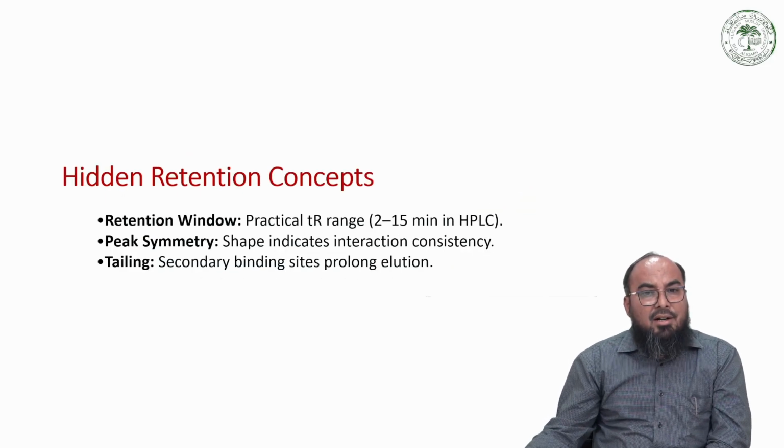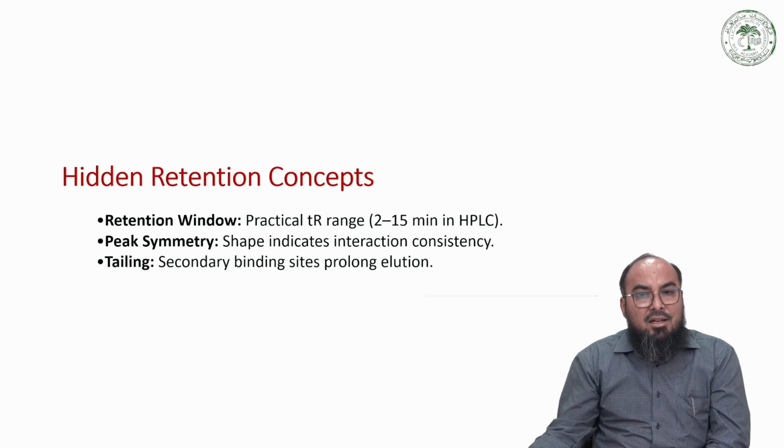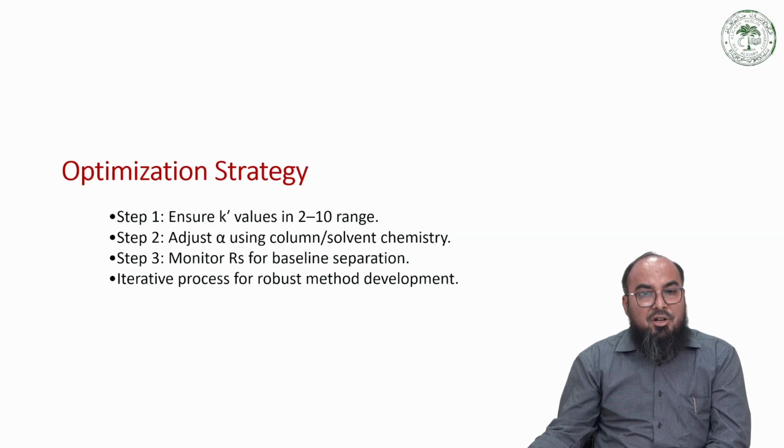So what are the hidden retention concepts? Practically, TR must range from 2 to 15 minutes. For example, in the HPLC case, the shape of the peak must be Gaussian in nature, and there must be no tailing. That is, there must be no secondary binding with the stationary phase.